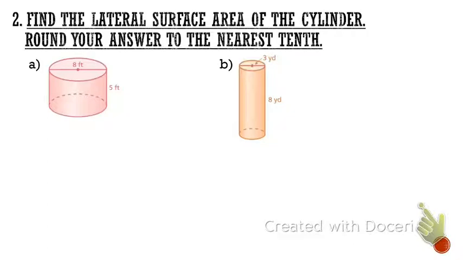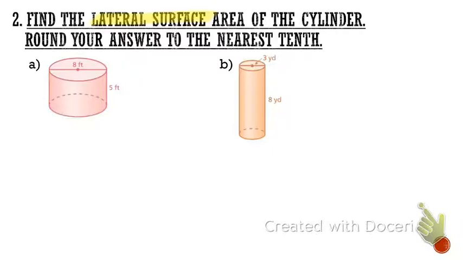Alright, so our instructions for number 2 are slightly different. As you can see, this says only to find the lateral surface area. So this is not going to include our bases, the top and the bottom. All this is going to do is simply include the space around the outside of the Pringle can, or around the outside of the cylinder. Once again, we're still going to round our answers to the nearest tenth.